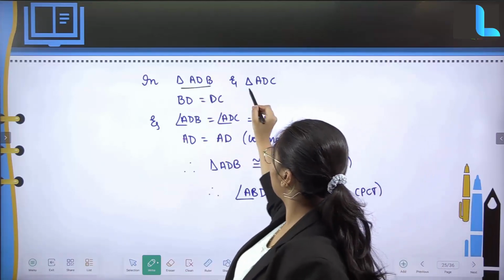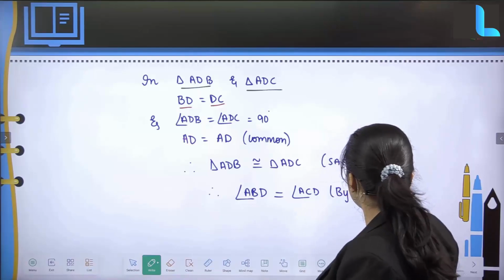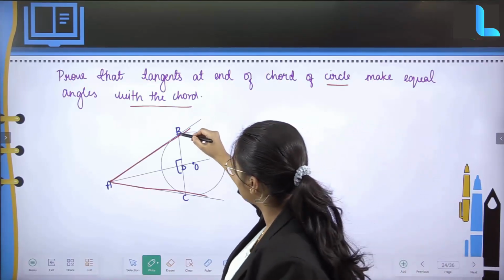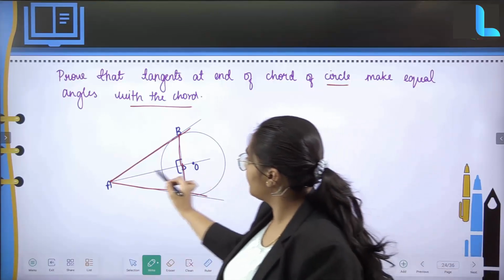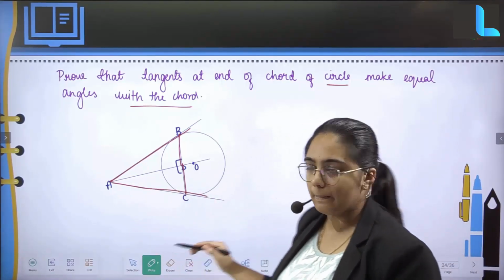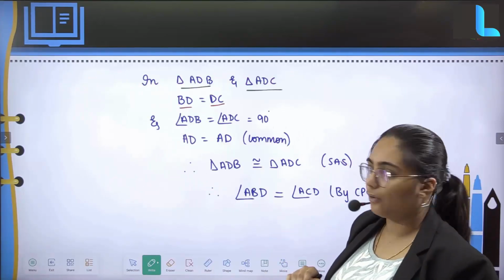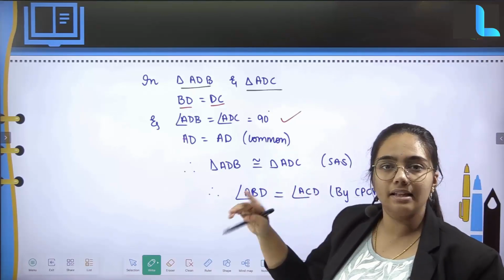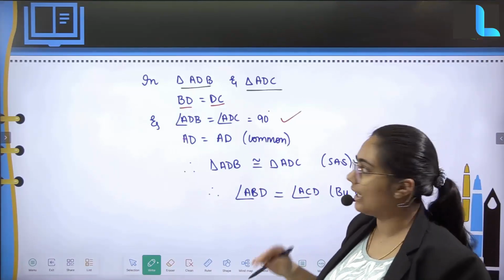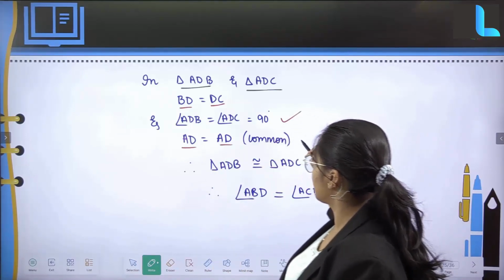In triangles ADB and ADC, BD is going to be equal to DC. See here, these are going to be equal, since it is going to touch through the center and pass through, so from that we can tell that both of them are equal. Then angle ADB is equal to angle ADC, as tangent to the radius you can consider, so it is going to be equal to 90 degrees. AD and AD is common.